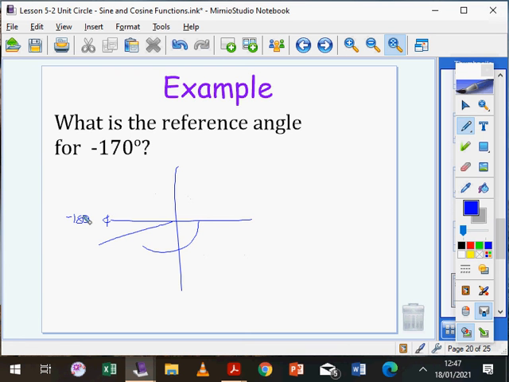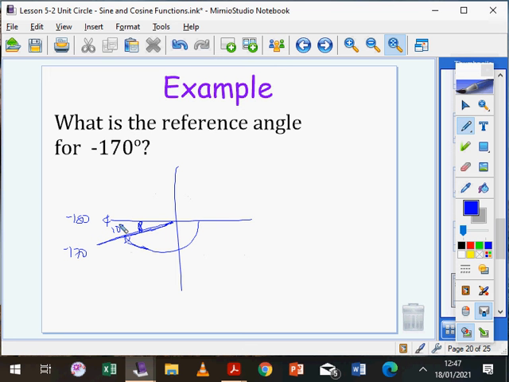Please remember, we measure off of the x-axis, not the y-axis. This is not the reference angle. It has to be from the x-axis, which is this angle here. And I hope you can see that that angle is 10 degrees. So negative 170 degrees is going to have the same ratios as 10 degrees. Just need to look out for the signs of the ratios in each of the quadrants using this All Students Take Coffee acronym.